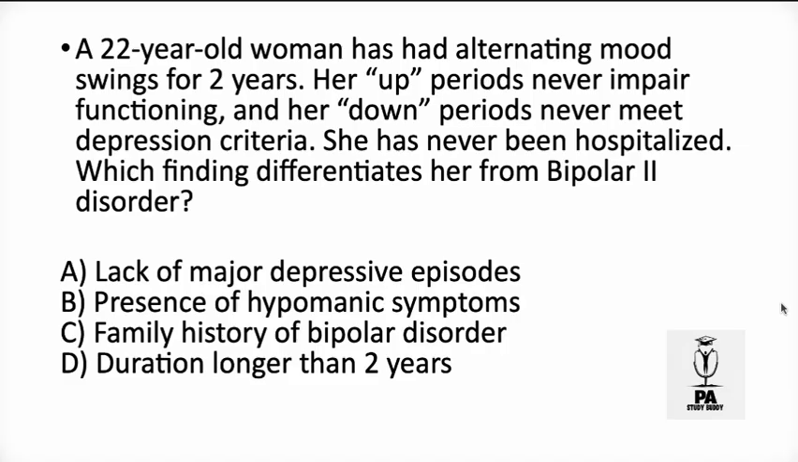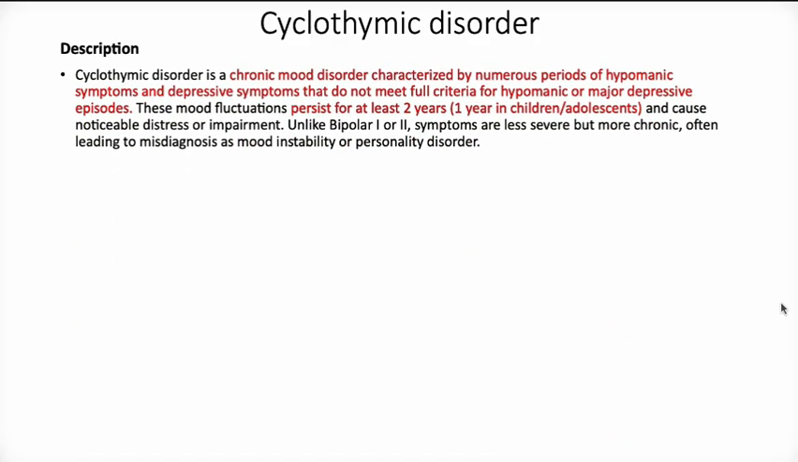And if you don't know the answer to this question, don't worry about it. By the end of this lecture, you will never get any questions about cyclothymic disorder wrong. So, what is cyclothymic disorder? Well, this is a chronic mood disorder which is characterized by numerous periods of hypomanic symptoms and depressive symptoms. You're going to need the presence of both. That they never fully meet criteria for hypomanic or major depressive episode.